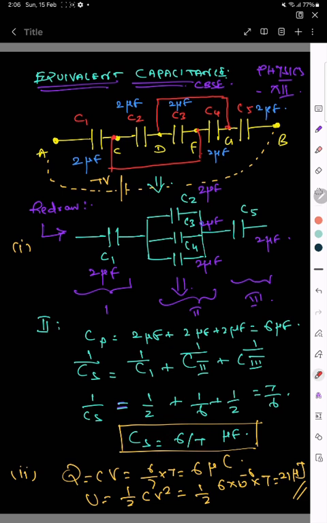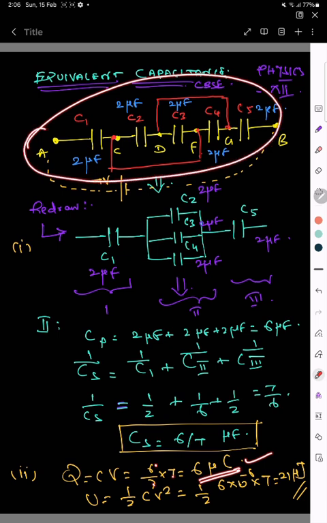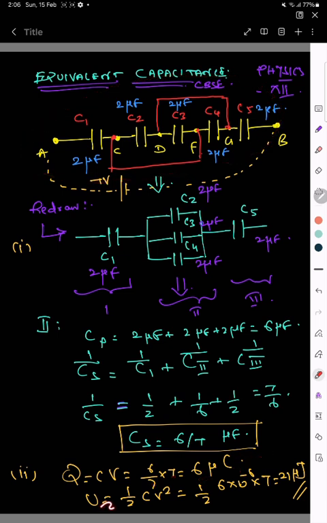Then second, here we need to find the charge value. Charge value will be Q equals CV. C will be 6 by 7 into 7, you will get this 6 microcoulomb. So the entire circuit has a charge value of 6 microcoulomb. Then energy formula will be 1 by 2 CV square. As we already found out, Q value is 6 microcoulomb and the potential difference will be 7. You simplify it, you get the value of energy will be 21 microjoule. Okay, thank you.